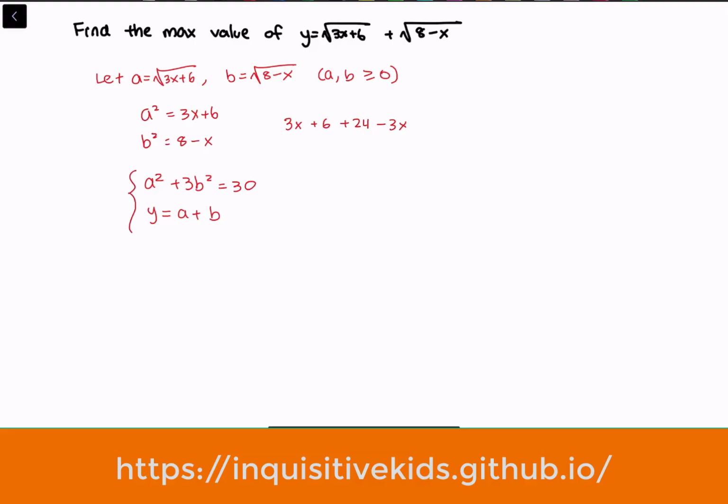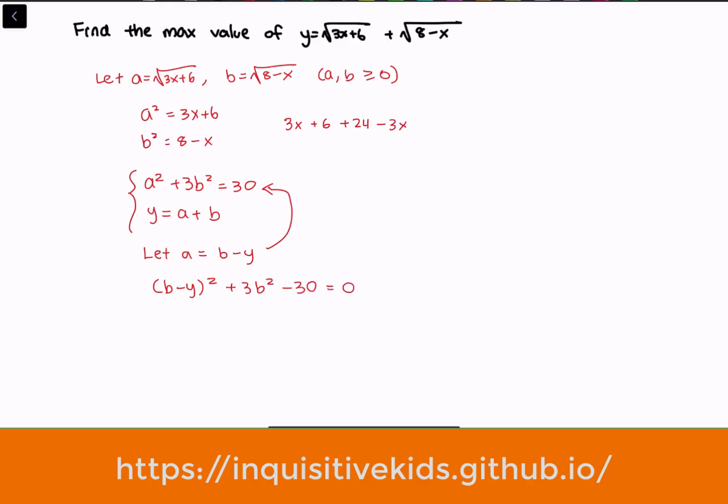Here are our 2 equations. And in the end, we're actually just trying to solve for y anyway. So let's try to get rid of one of the variables, a or b. So we can let a be rewritten as b minus y, and then substitute it back into this equation. We have b minus y squared plus 3b squared minus 30 is equal to 0.